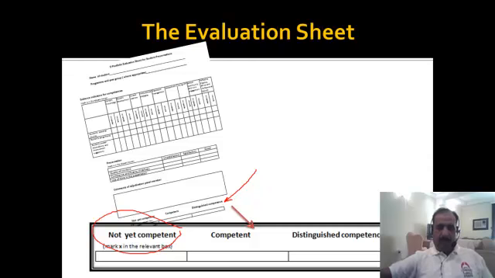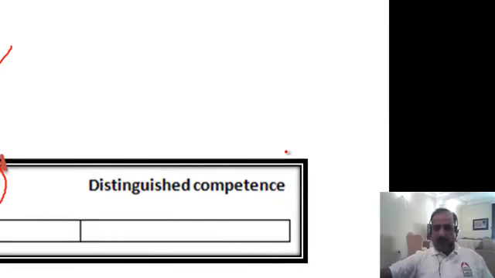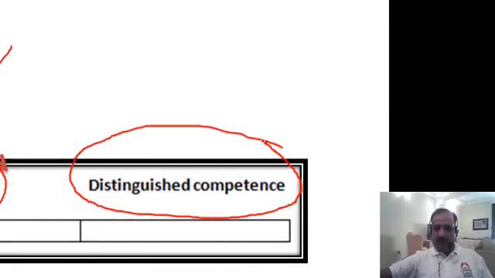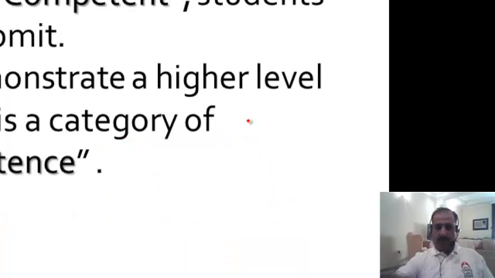And the second one is the competent. The third one is the distinguished competence. You see? So let's talk more about these. Now the student is either competent in each of the competencies or has not yet demonstrated those competencies. So now, not yet competent means the student has failed to present evidence and artifacts that demonstrate the competency or the mastery of these competencies.